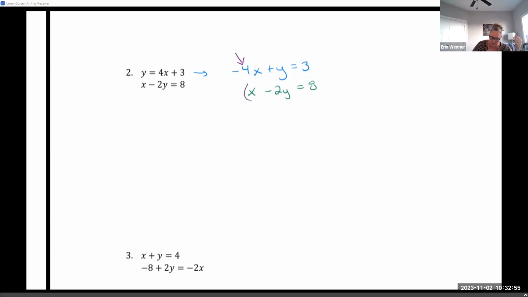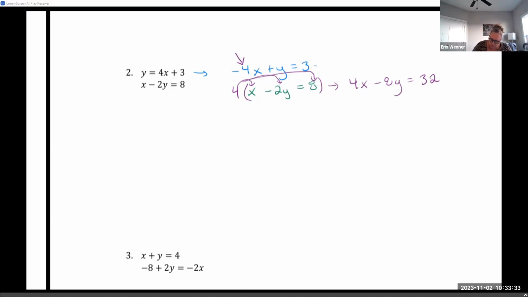So I'm going to take this second equation, I'm going to multiply the whole thing by 4. Why am I doing that? Because when I multiply x by 4, it creates a positive 4x, which is the opposite of that -4x. So if I distribute this through, I'm going to get 4x minus 8y equals 32. Again, we have to do it to every single term. Why did I do this? Because it's going to work with that first equation.